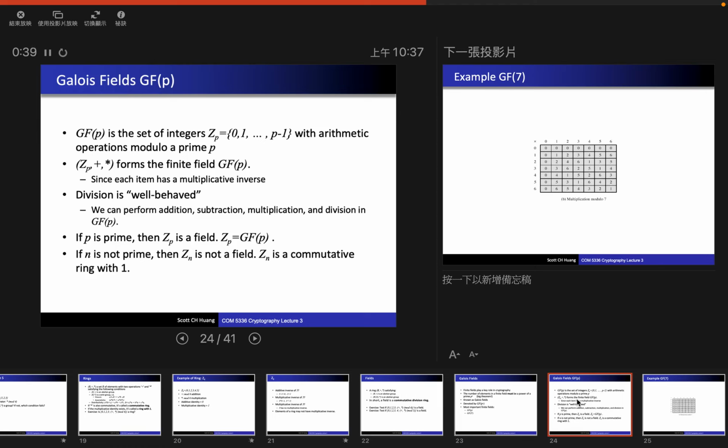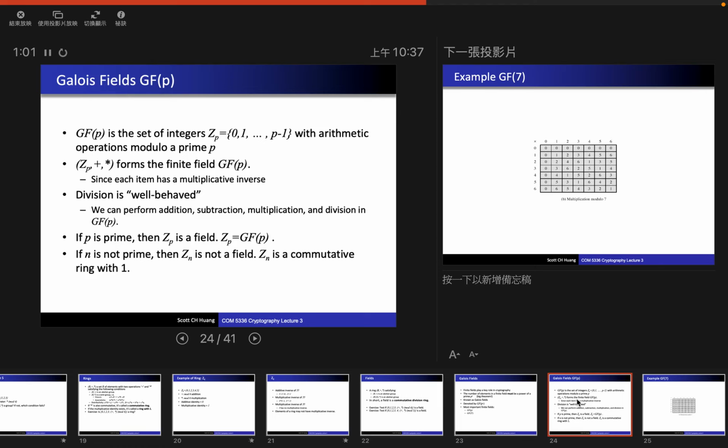Generally speaking, when we use this letter P, we pretty much assume that it's prime. And if we want to use an integer which is not prime, we use m or n. That's what mathematicians do. So P usually we assume that it's prime.